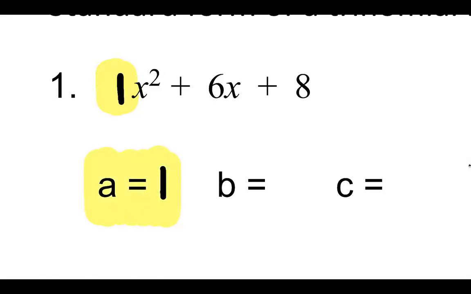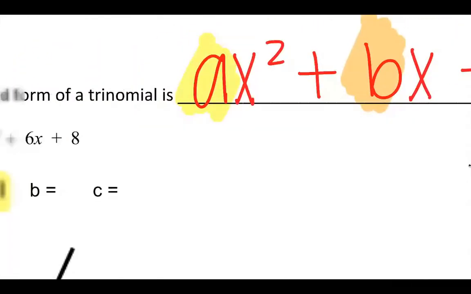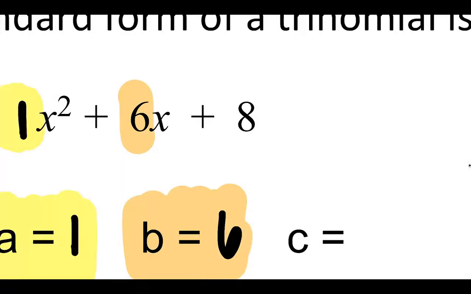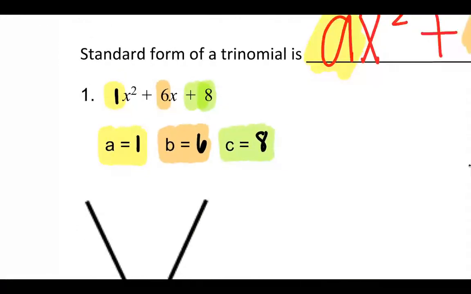Then I go to my next term, which is bx. So b is the number before x. How many x's do we have? We've got 6 x's. And then c is the term all by himself over here. So c is 8. So there's all my terms.